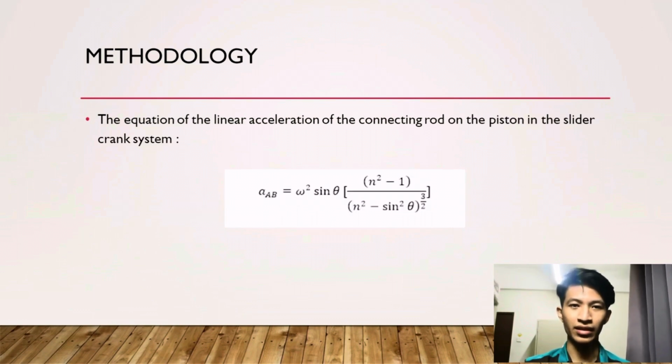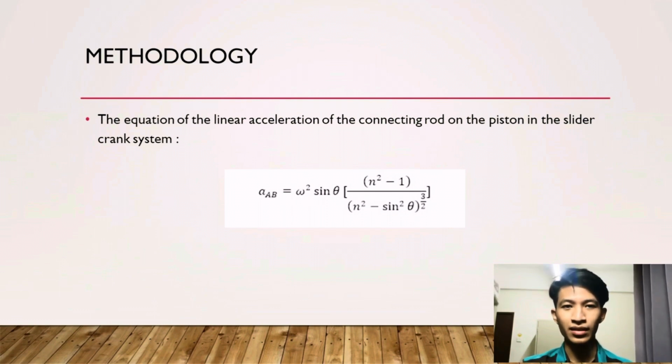However, the linear acceleration of the connecting rod on the piston can be calculated using the formula AAB = ω² sin θ (n² - 1) / (n² - sin²θ)^(3/2), where AAB is the linear acceleration of the connecting rod, ω is the angular velocity, and last but not least, n is the ratio of the connecting rod to the crank rod.